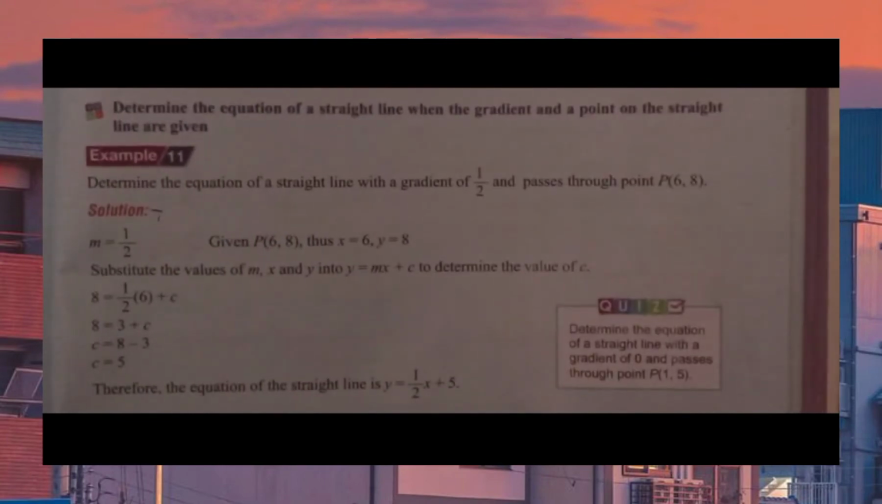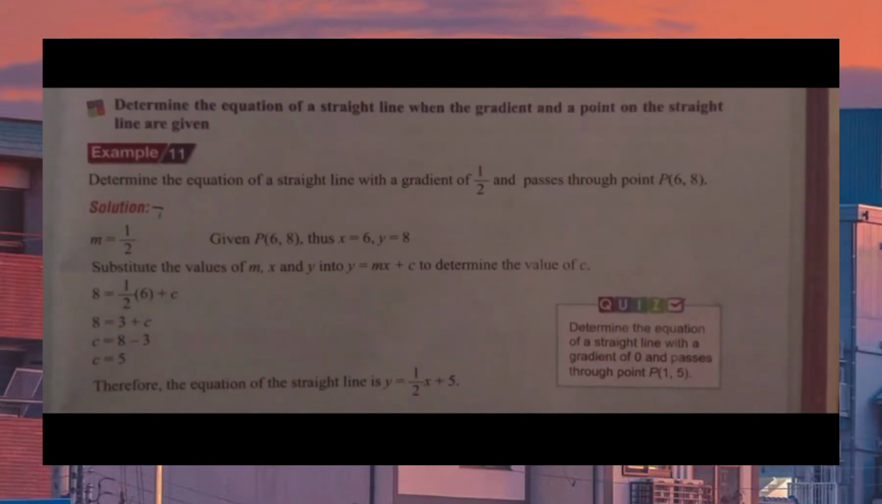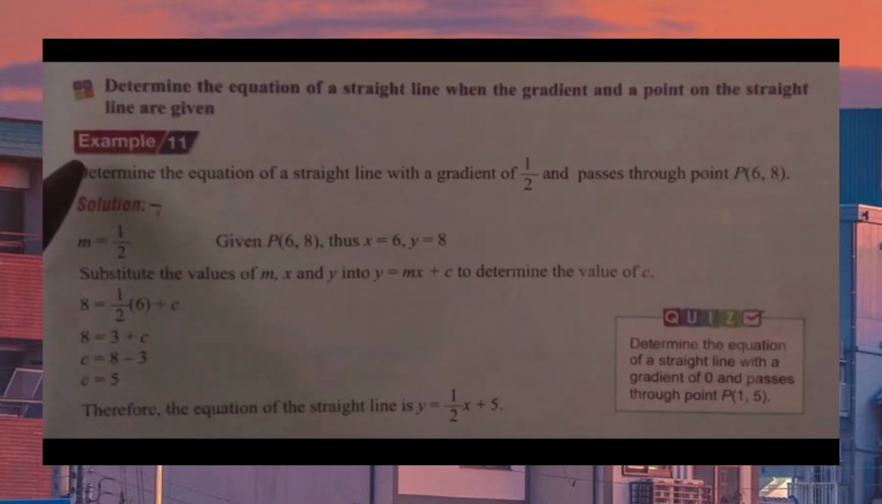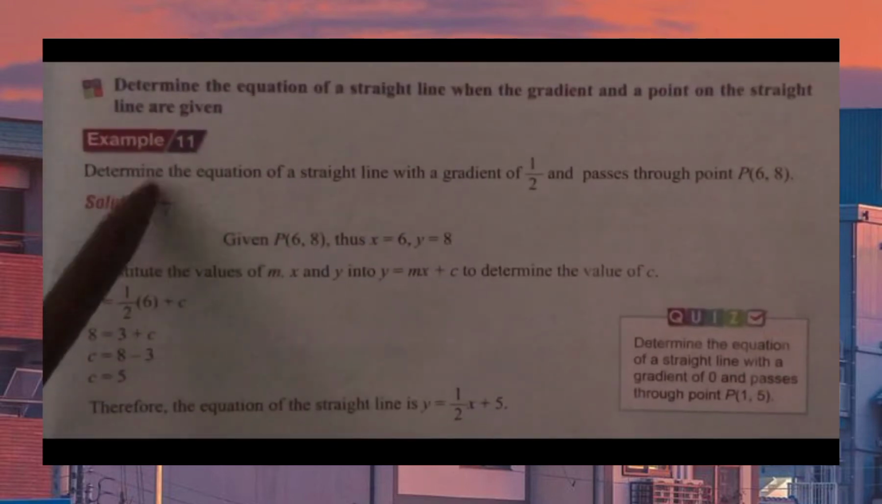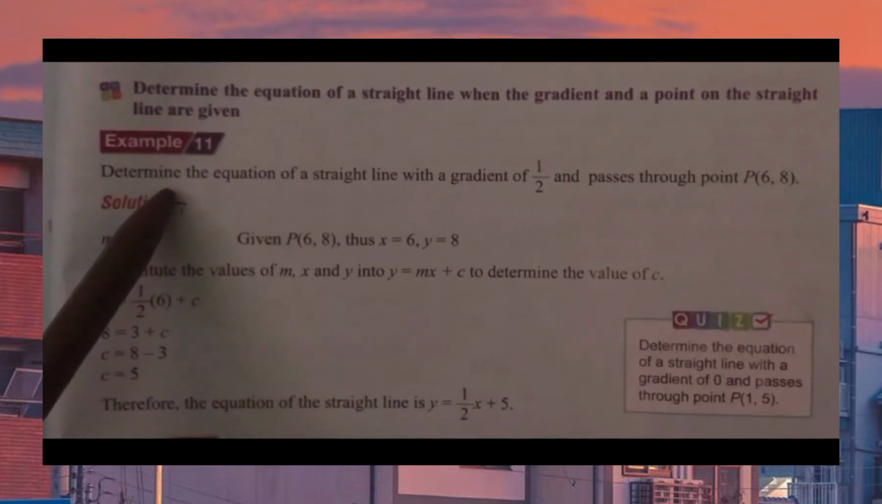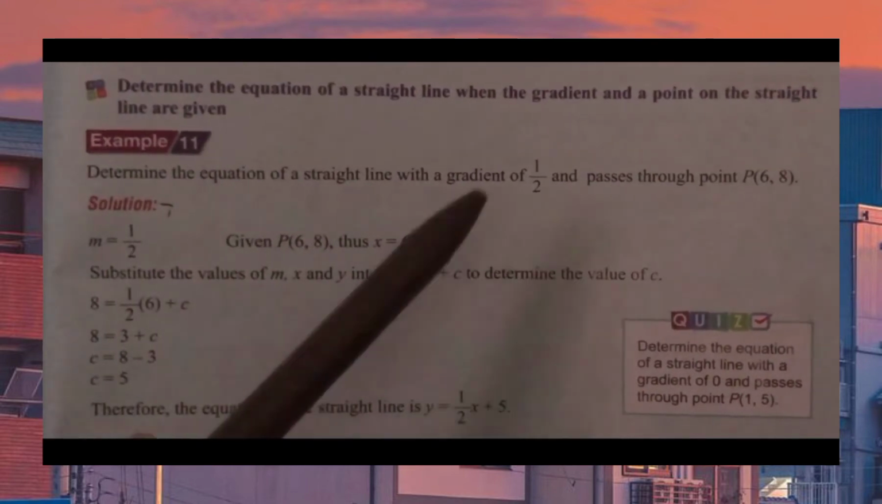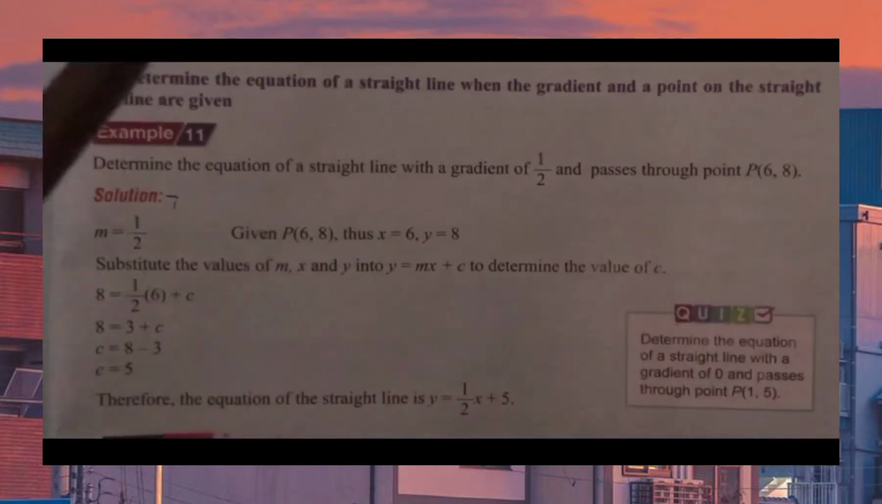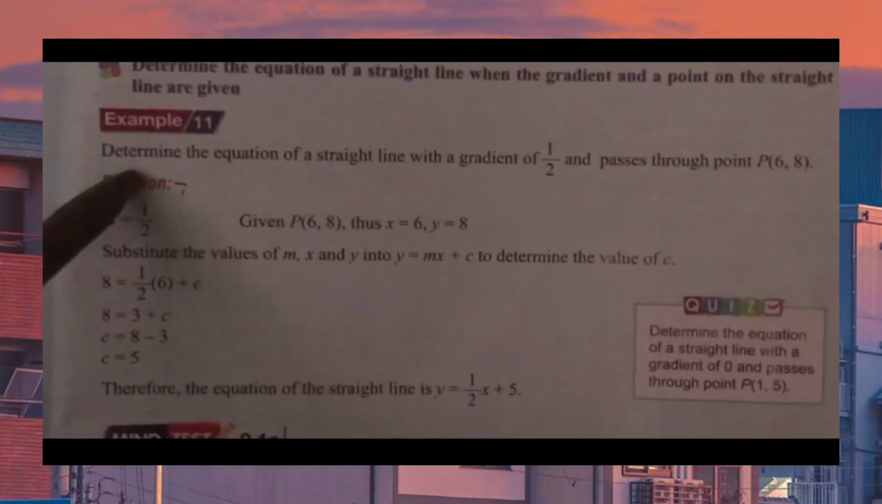Determine the equation of a straight line when the gradient and a point on the straight line are given. Let's look at example 11. Determine the equation of a straight line with a gradient of 1/2 and passes through point P(6, 8). Let's look at the solution.